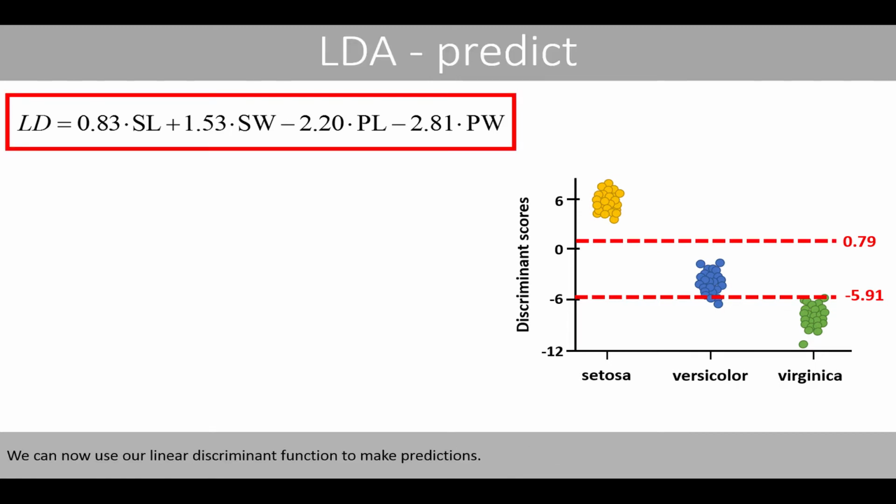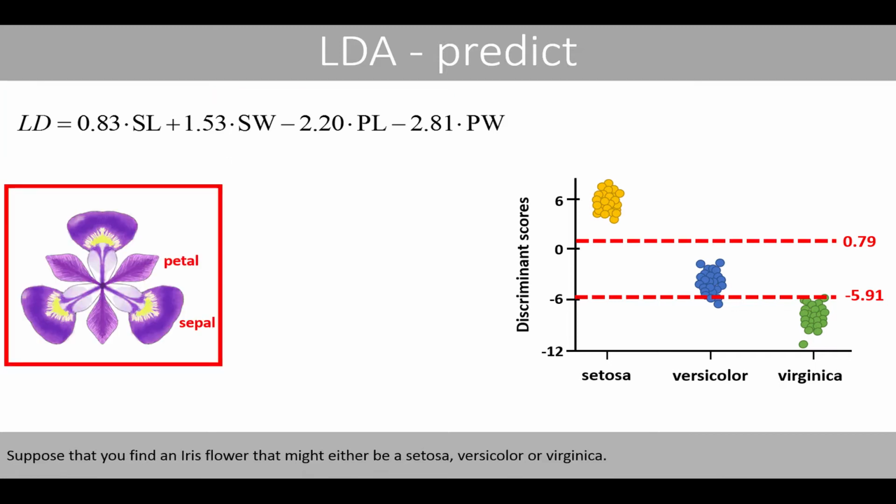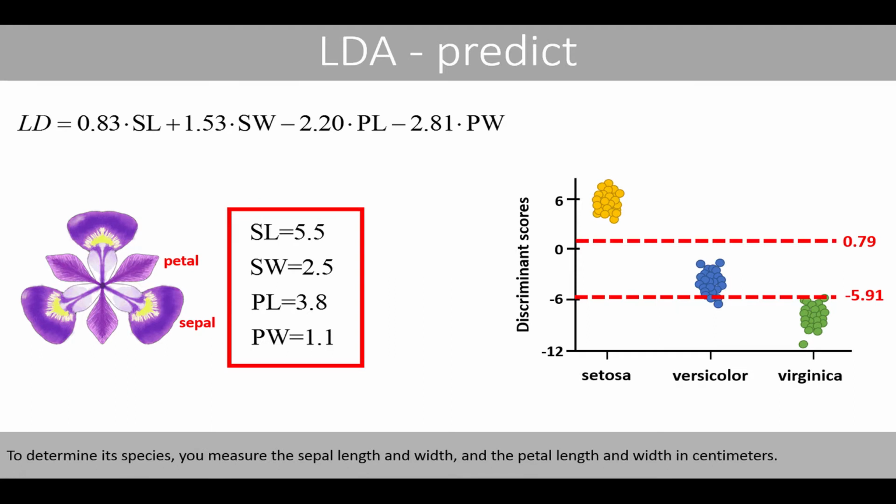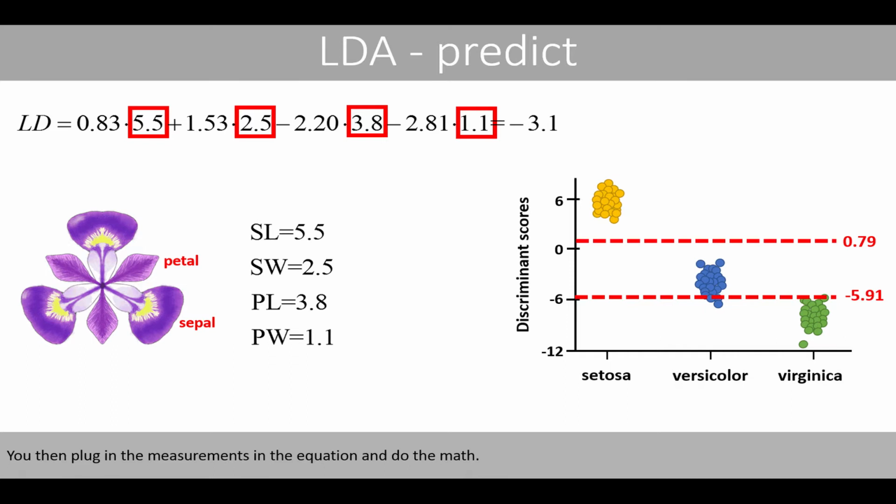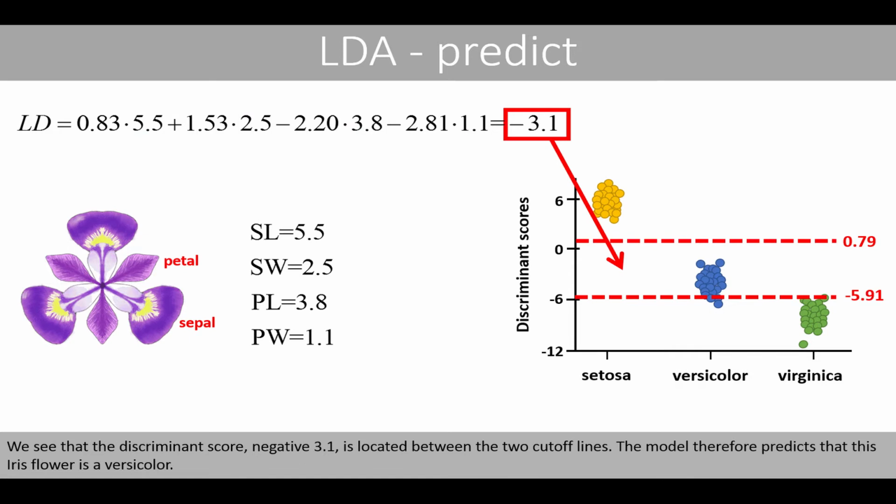We can now use our linear discriminant function to make predictions. Suppose that you find an iris flower that might either be a Setosa, versicolor or virginica. To determine its species, you measure the sepal length and width and the petal length and width in centimeters. You then plug in the measurements in the equation and do the math. We see that the discriminant score, -3.1, is located between the two cutoff lines. The model therefore predicts that this iris flower is a versicolor.